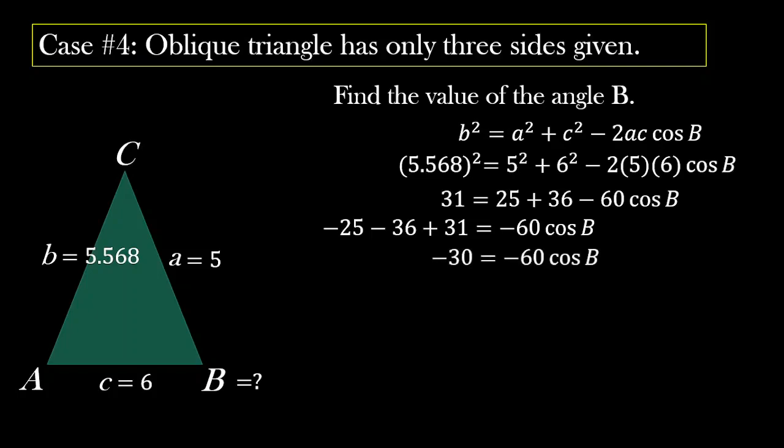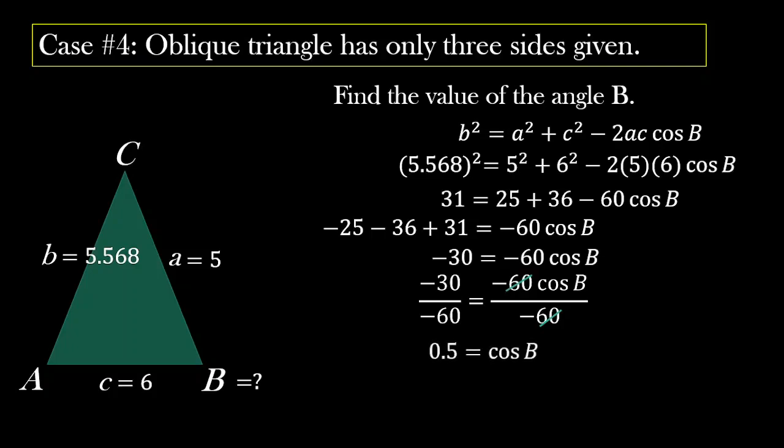Now we have negative 25 minus 36 plus 31 is equal to negative 60 times cosine B. Simplify the equation. It gives us negative 30 is equal to negative 60 times cosine B. Divide both sides of the equation by negative 60. Now we have 0.5 is equal to cosine B. To convert this into degrees, we have to use the inverse cosine function. Now the inverse cosine of 0.5 is equal to 60 degrees. We can solve the remaining missing values using the formulas of the law of sines.